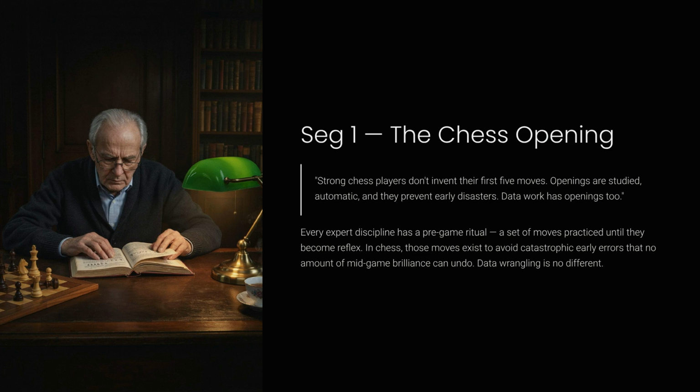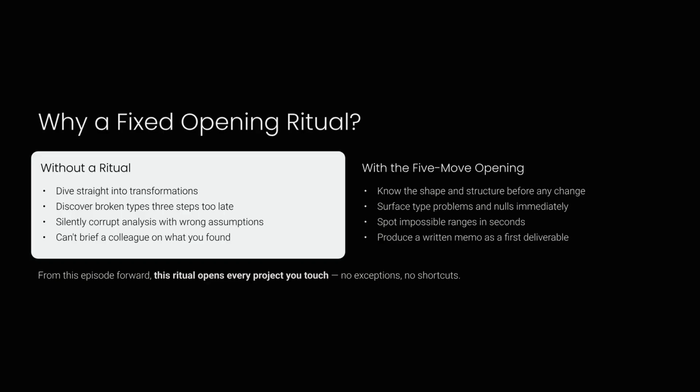Why talk about chess? Because just as grandmasters study their opening moves to avoid early game disasters, data scientists need a structured opening ritual for every new dataset to prevent preventable errors. Operating without a ritual leads to ad hoc transformations and hidden errors. A fixed opening ensures you understand the data's shape, types, and quality before you ever make your first edit.